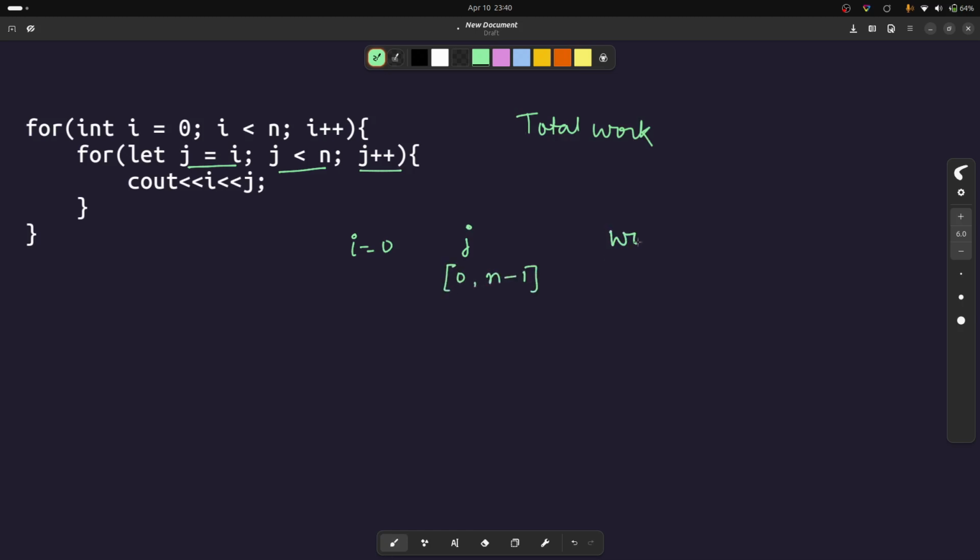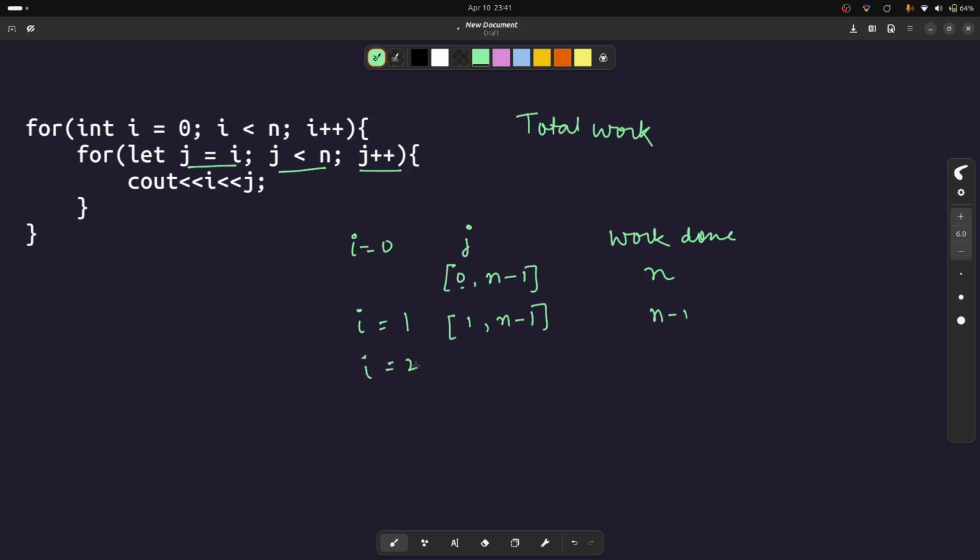What is the work done? The work done is n iterations here, from 0 to n minus 1, total n iterations. Then for i equal to 1, j goes from 1 to n minus 1. So how many iterations? n minus 1. Since the previous one was n, if you start from 1, that is 1 less, so n minus 1.